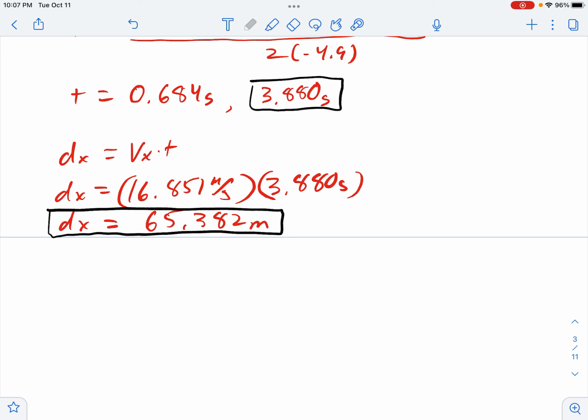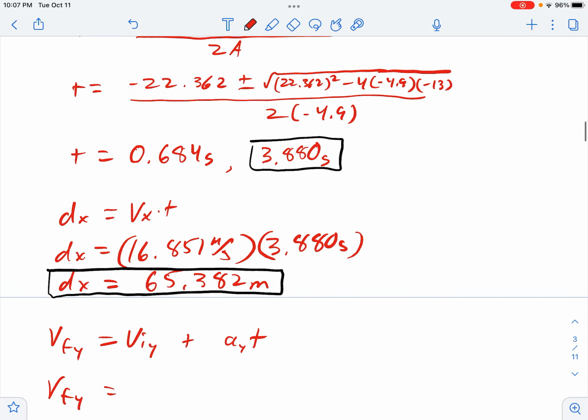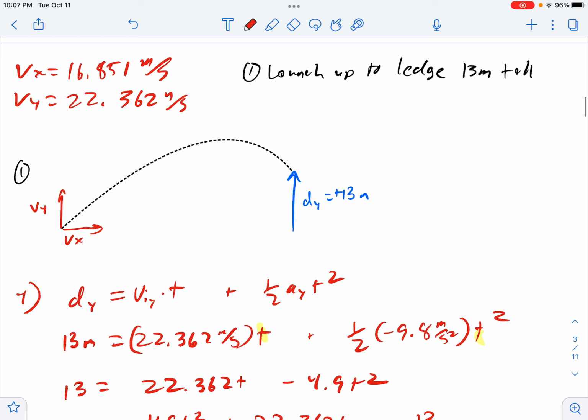And then we could calculate all kinds of things. Let's just keep going with this. Let's say we wanted to figure out its final vertical velocity. That's one of the things on our little template. We could find the final velocity in the y direction. We take the initial velocity in the y direction plus acceleration in the y direction times time. Remember, in that vertical dimension, things change because of gravity. Initially, my velocity up and down was that 22.362 meters per second.